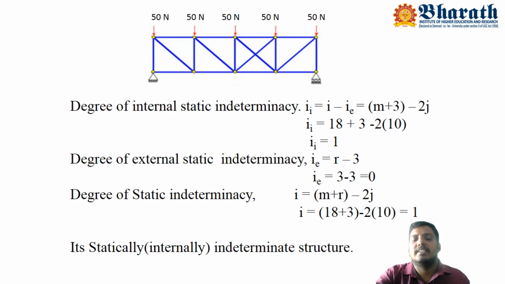The degree of external static indeterminacy can be calculated from the formula r minus 3, where r is the reactive forces from the supports. We have a hinged support, which offers 2 reactive forces, and 1 roller support, which provides 1 vertical reactive force. Therefore, the total reactive force from the supports is 3, and 3 minus 3 equals 0. The structure is an externally determinate structure, but an internally indeterminate structure. Therefore, the degree of static indeterminacy, external plus internal, gives us 1. Therefore, this structure is called a statically internally indeterminate structure.